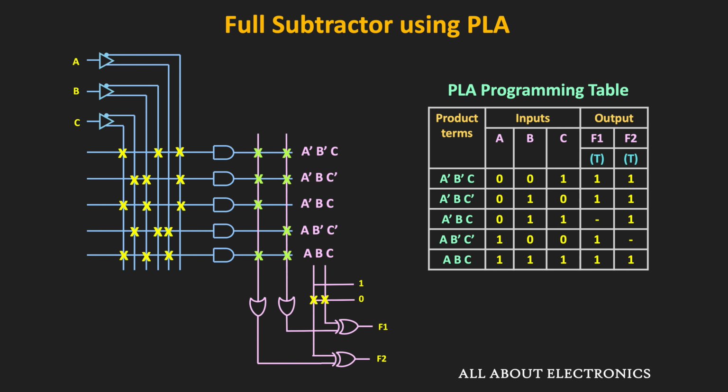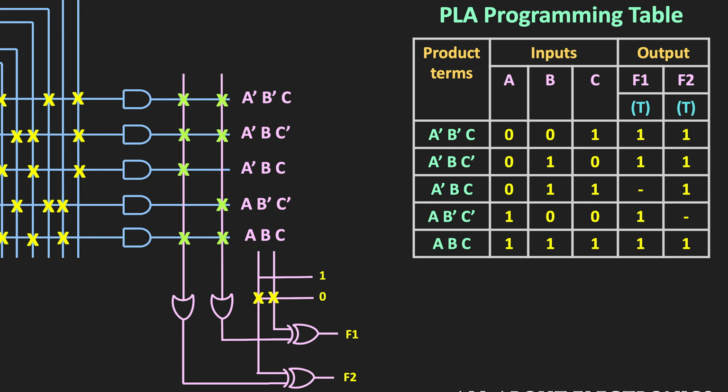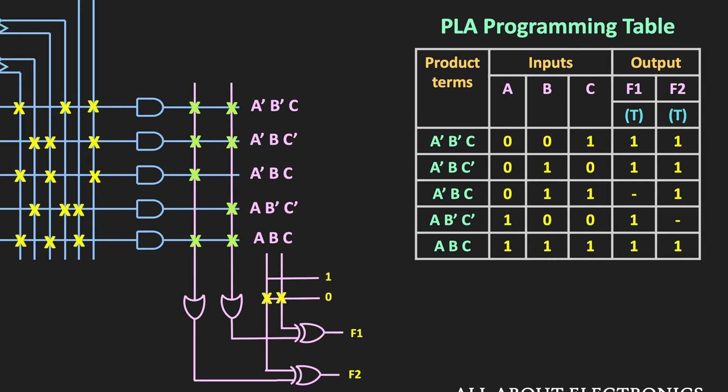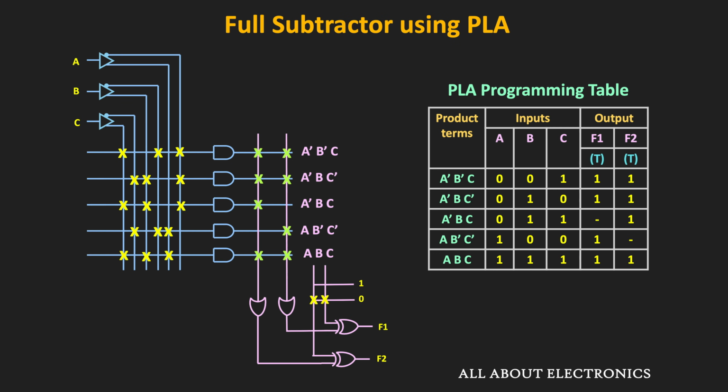As we have seen, here we can use the output of these OR gates either in the true form or the complemented form. If the output of the OR gate is used in the true form, then in this programming table it is marked with the T symbol. But if it is used in the complemented form, then it will be marked with the C symbol. In this case, since both the outputs of the OR gates are used in the true form, one of the inputs to the XOR gate is connected with logic 0, and in the programming table it is marked with the T symbols. So this is the PLA programming table for the full subtractor.